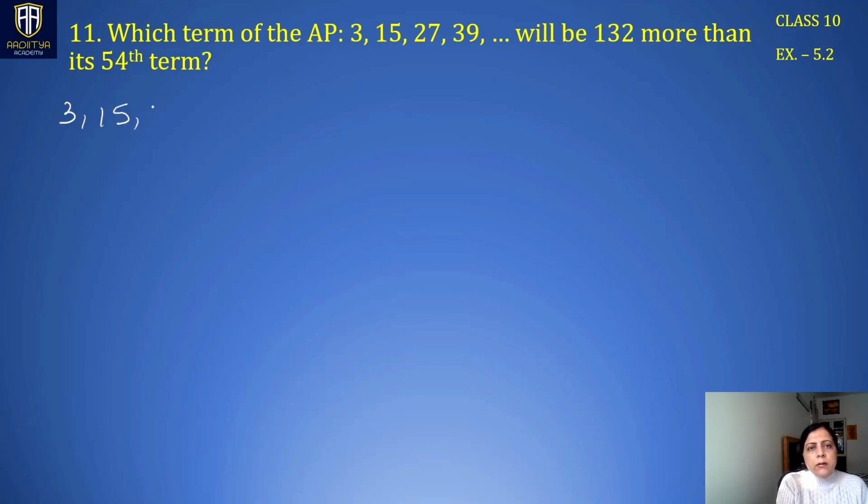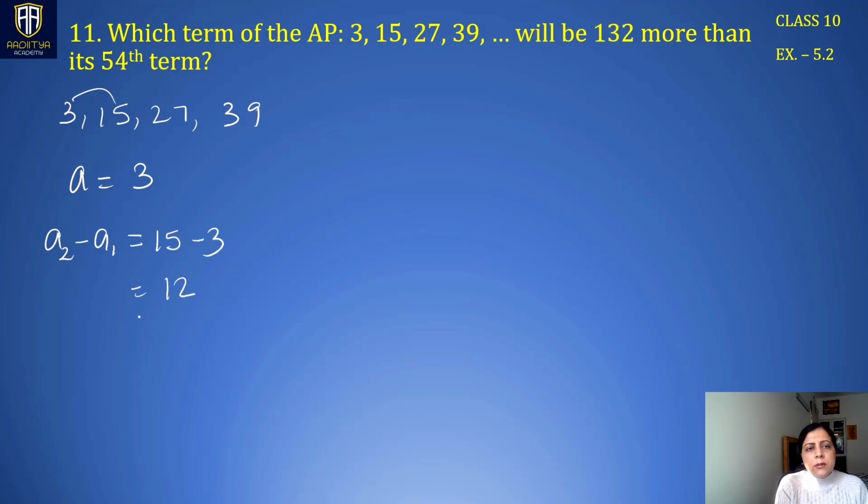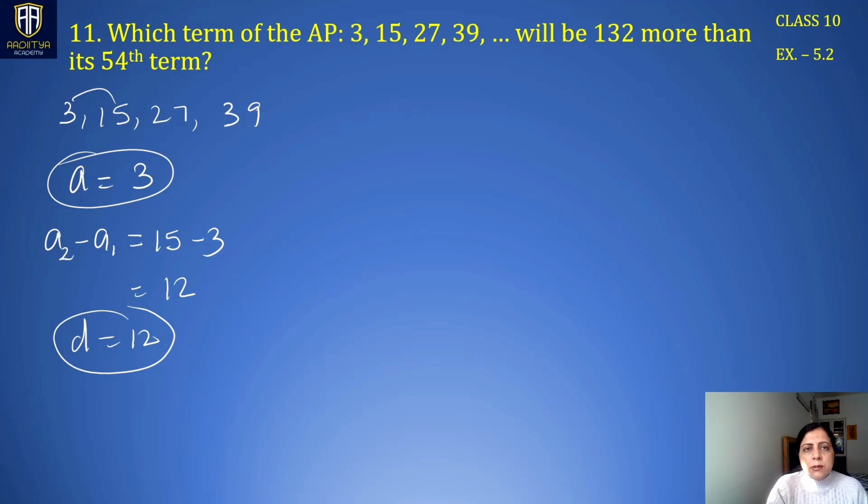3, 15, 27, 39 will be 132 more than 54th term. Right? First of all, you can write A here. And for D, you can take the difference of two consecutive terms, which is 15 minus 3, that is 12. So the value of D is 12, value of A is 3. The basic things are known to us.